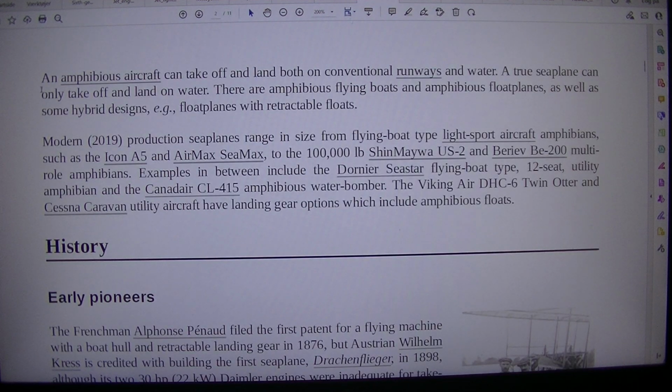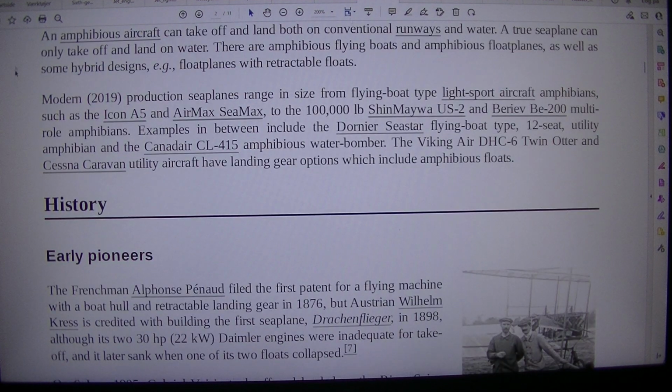An amphibious aircraft can take off and land both on conventional runways and water. A true seaplane can only take off and land on water. There are amphibious flying boats and amphibious floatplanes, as well as some hybrid designs, for example, floatplanes with retractable floats.